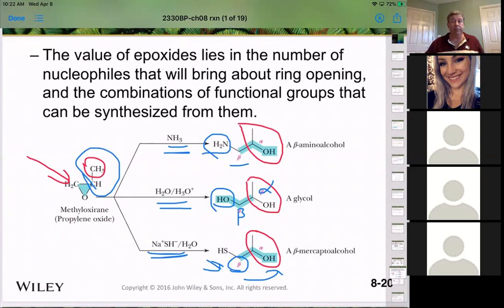We make them by reacting an alkyl halide with an alcohol. That's how we make an ether, but this is the only reaction ethers do.